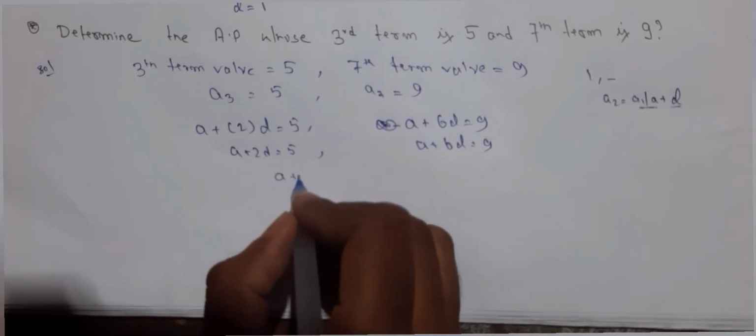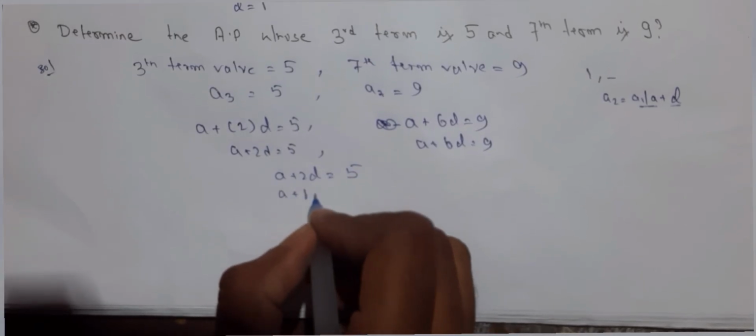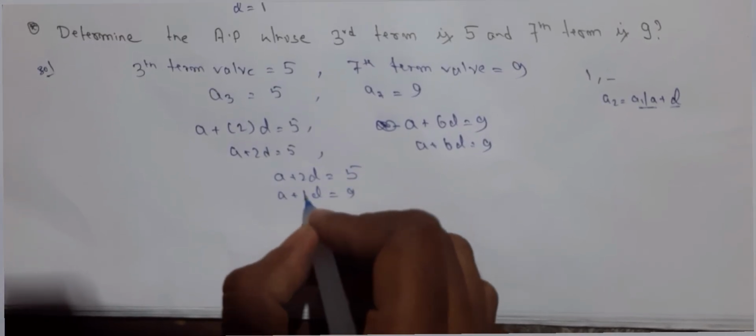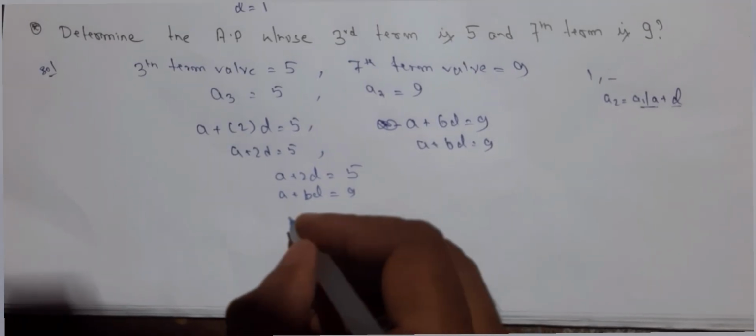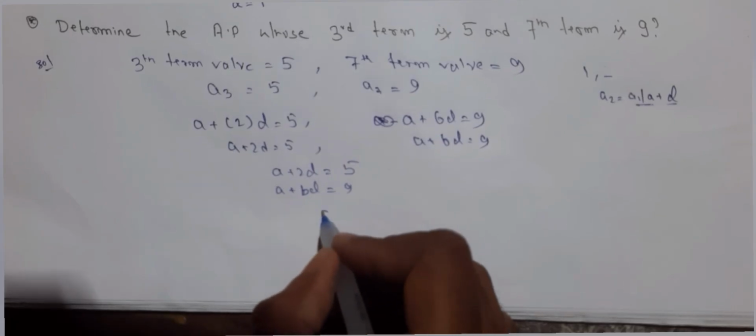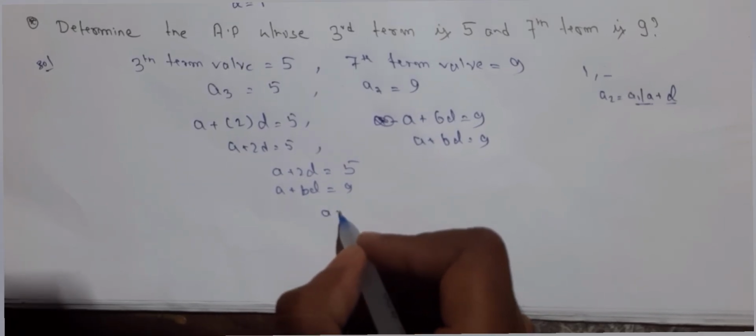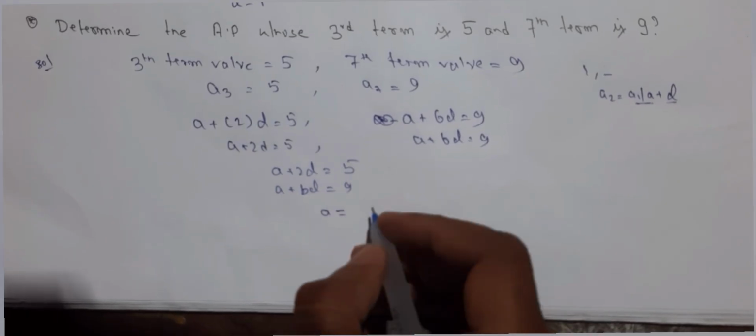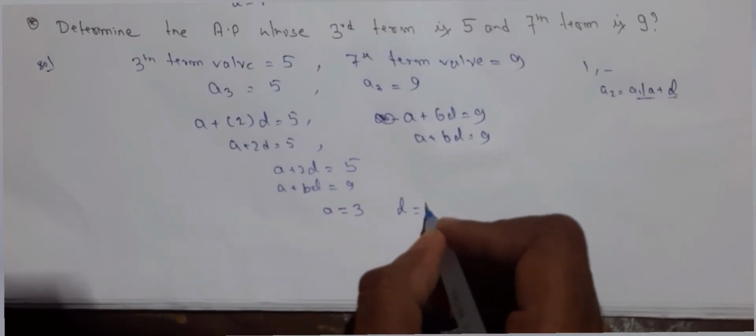Now I have two equations. a plus 2d is 5, and a plus 6d is equal to 9. We know many methods: substitution, elimination, cross multiplication. You know how to find the value. The main target here is not to do the substitution or elimination to solve this one. So this is the a value, and this is the d value.